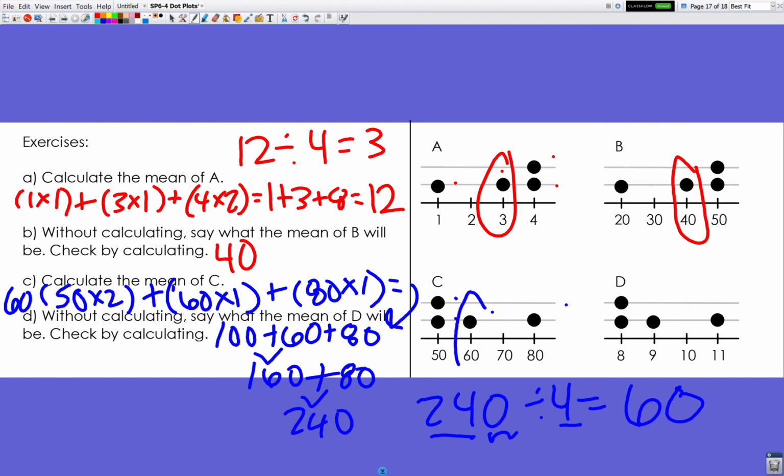That's right here. So again, we won't have to calculate D since we've already calculated C. It'll follow the exact same trend. It just has different values, but the center is in the same location. So our mean for D is 9.